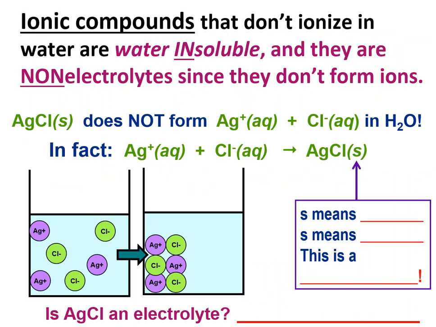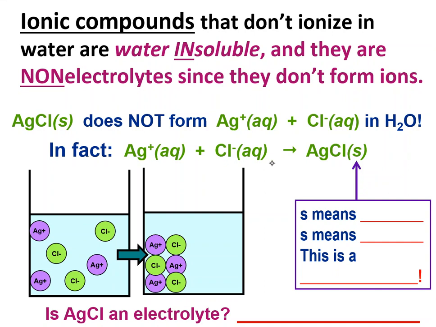Again, for ionic compounds, if they dissolve, they have to break apart into ions. If they don't break apart into ions, they are not water-soluble, they're water-insoluble. And because they don't form ions, they are non-electrolytes. They will not conduct a current. In fact, for some compounds that are insoluble, if you put the ions in water some other way from other compounds, those ions will find each other and form a solid.